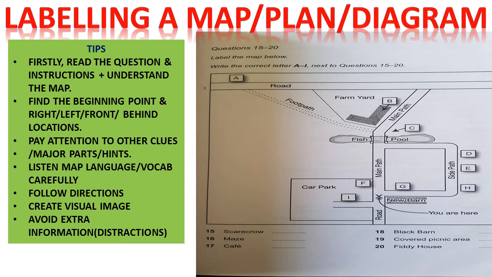Here he said that the covered picnic area is near the farmyard, not in the farmyard, because in the farmyard you can see the location B, which is not the answer. He said near the farmyard, and also he said cross the bridge, location is on your right. So after crossing the bridge, you can see on your right there is a location C. So C is the right answer for the covered picnic area.